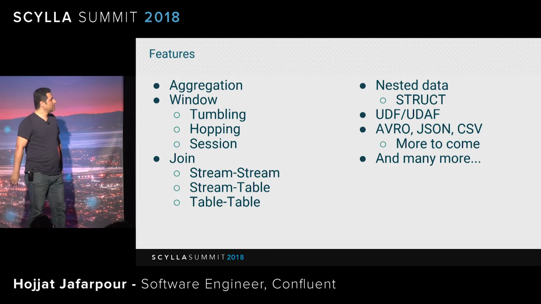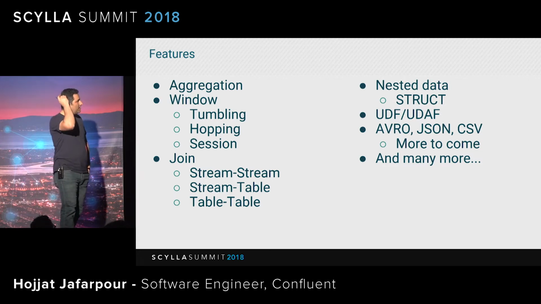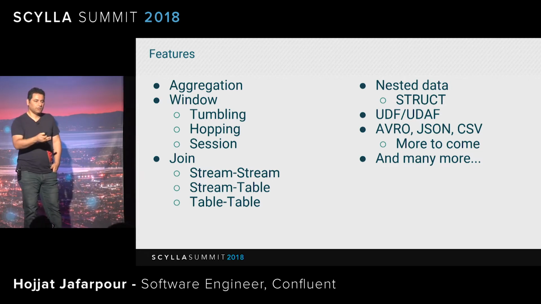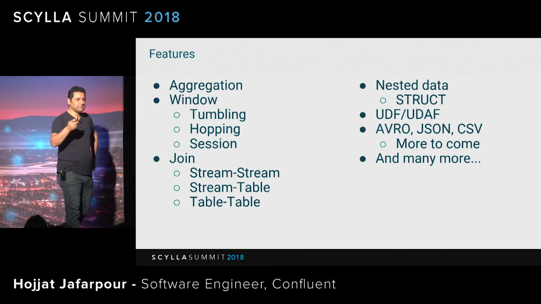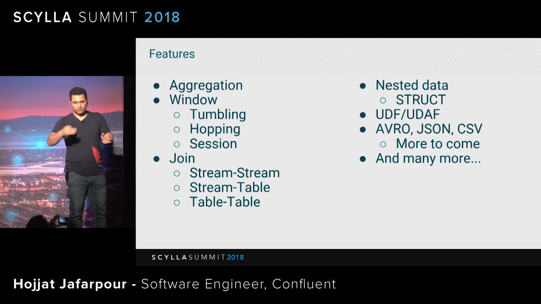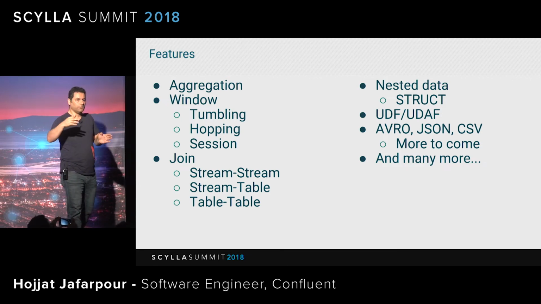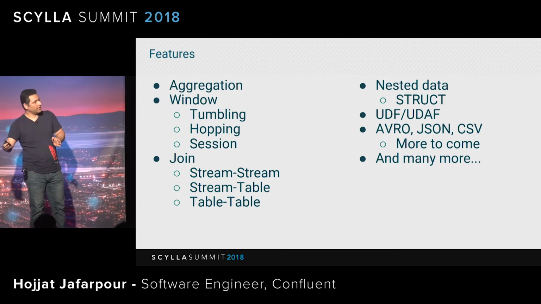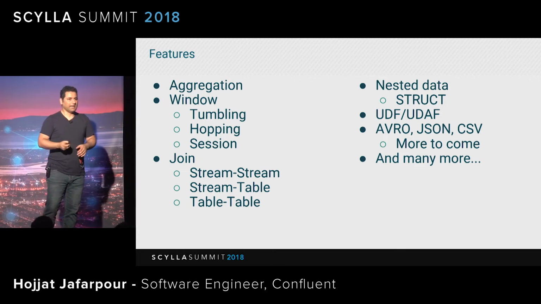And other features that we are not going to use in this example: we have nested data support. So for the schema that you define for a stream and table, you can have nested schemas. You can have a struct that includes fields that are map or array, and each of those can include more complex data types as fields.